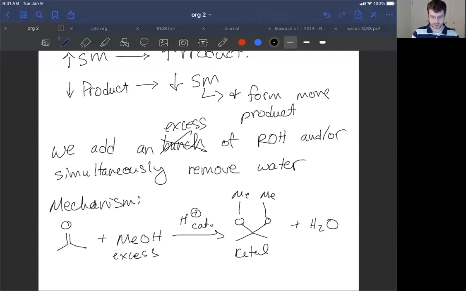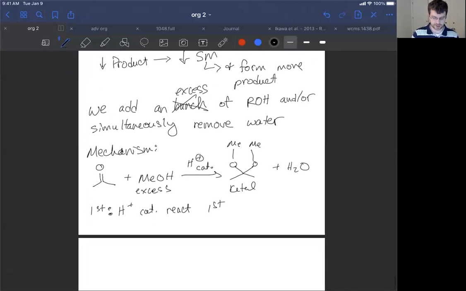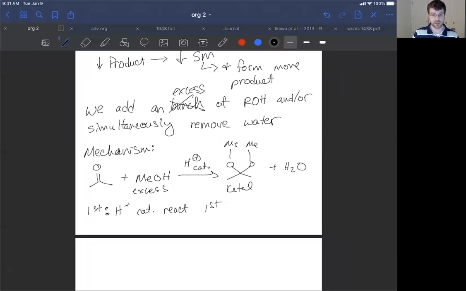Okay, so first things first, this is the overall reaction. First things first, the H plus catalyst reacts first. It's just a subatomic particle. I think we've talked about this, but we've taken a little break from talking about acid catalyzed reactions. Let's get back to it now. H plus catalysts react first. Now, how are we going to let that react?